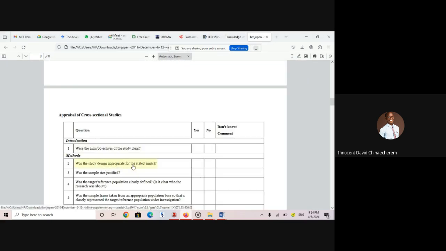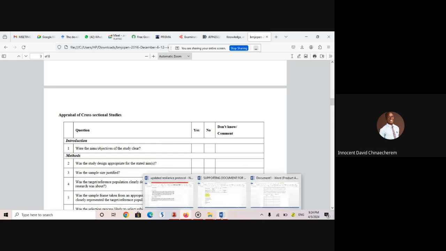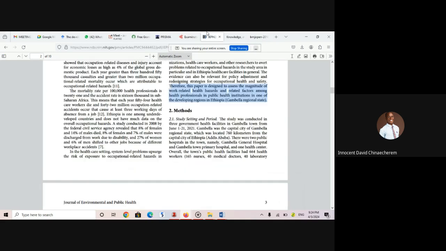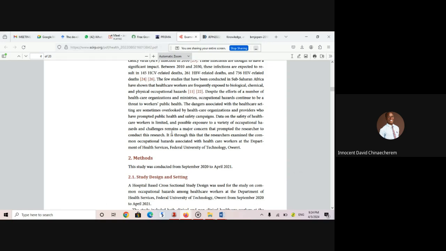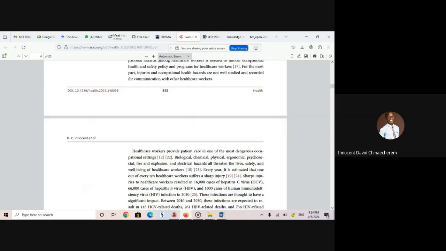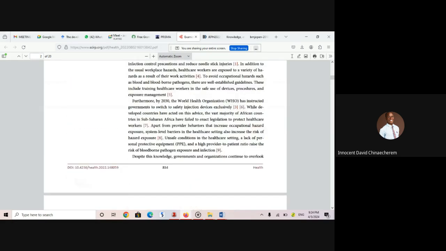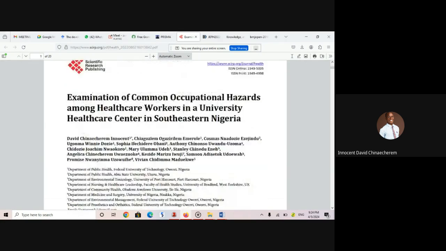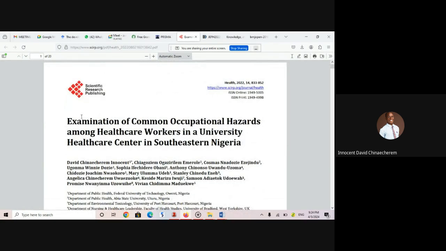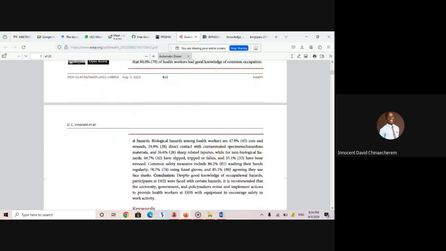was the study design appropriate for the stated aim? Now this is where it comes into play. So you check out the study. Now this is a cross-sectional study, right? This is a descriptive study where my colleagues and I examine the common occupational hazards among healthcare workers.